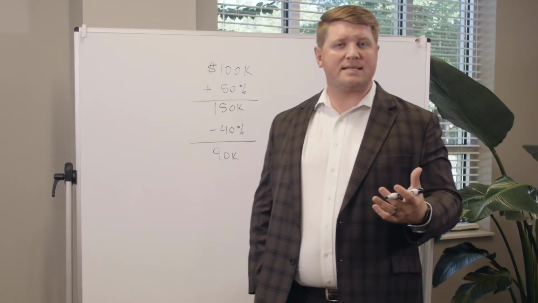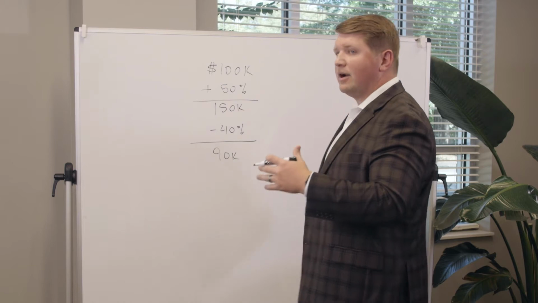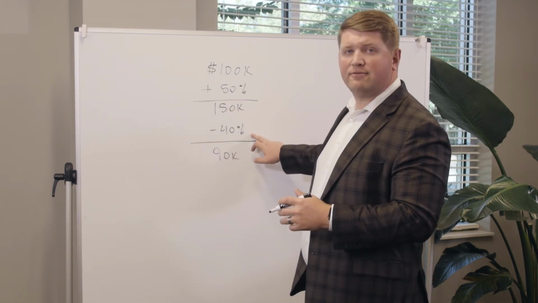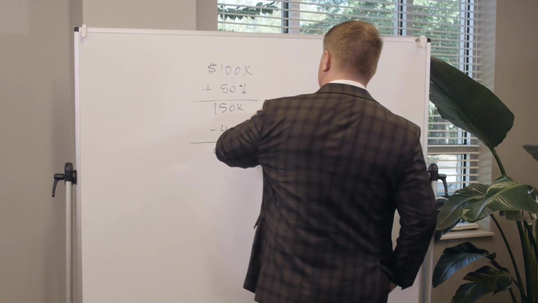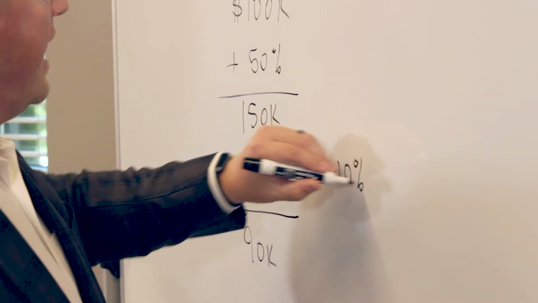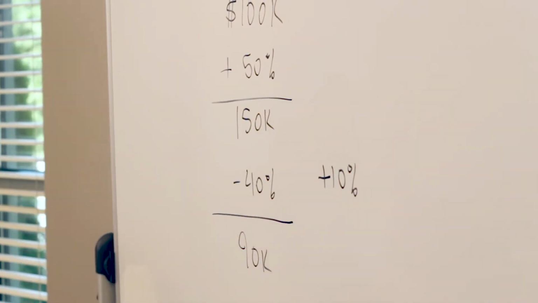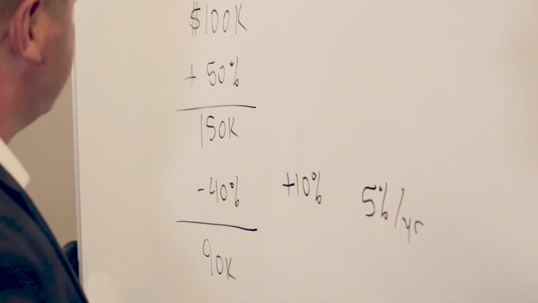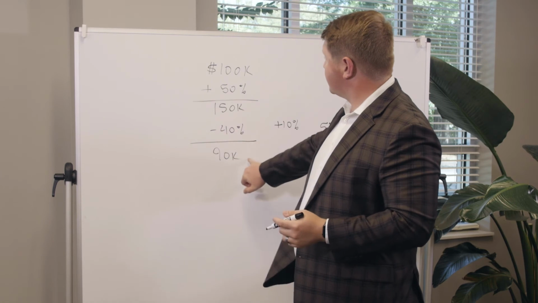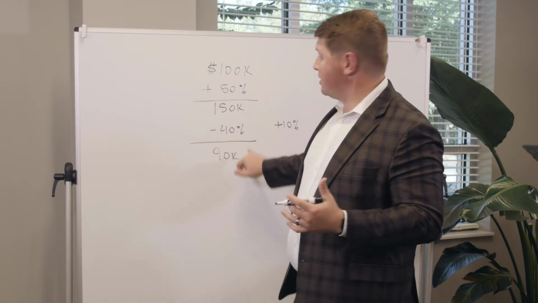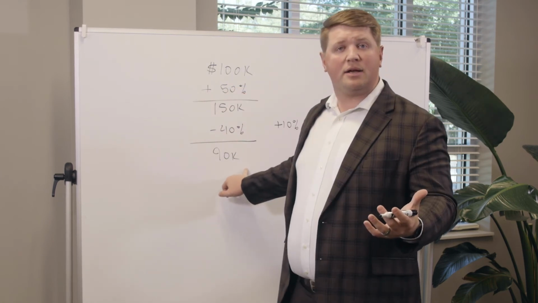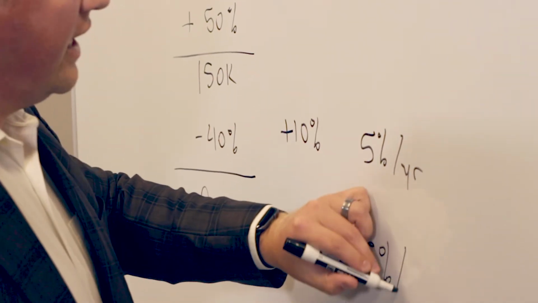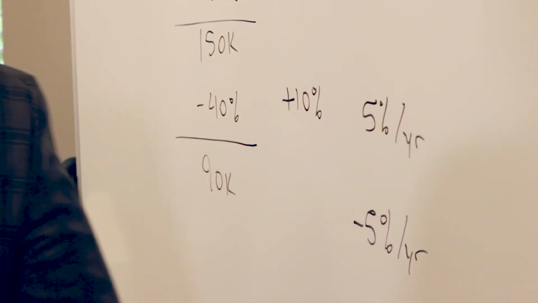Now, if we take this a step further, if we look at our average return on paper, we've got a positive 50 minus a negative 40, so that would be a positive 10% average for that 2-year period. And so annually, that would be 5% a year. But obviously in this account, if we started with 100,000 and we now have 90, we know we didn't make a positive return. In fact, we had what amounts to a negative 5% return per year.